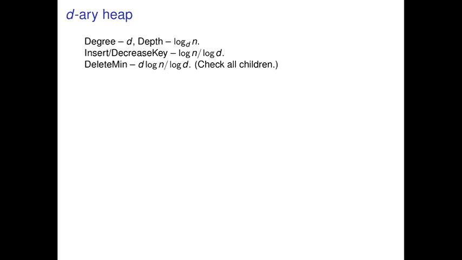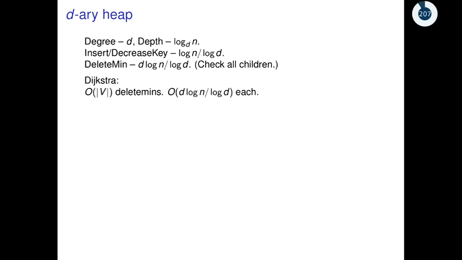Delete min, now this takes more work, right? Because on the way down, you have to look at all your children and only swap with the smallest child. So if the degree is D, you have to scan over all your children and find the smallest one. So that one has this extra factor of D, but it's still only the depth, log n over log D. Because you have to check all your children. So Dijkstra is order V delete mins, and each one of these costs D log n over log D. And it's order E insert and decrease keys. Okay, so you're doing more decrease keys, right? Because you have more edges typically than you have vertices.